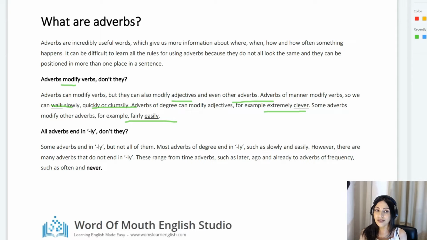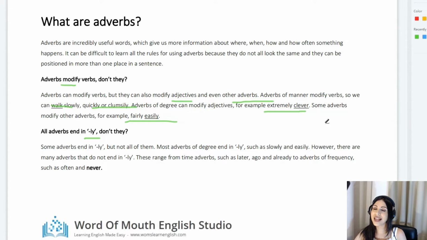Some adverbs modify other adverbs as well, as we saw in our last video, such as this is done in a very easy way. If you want to use the adjective easy, but you can do it fairly easily, is the adverb of modification that modifies another type of adverb. So you can even have adverbs modifying adverbs, as we said in our last video.